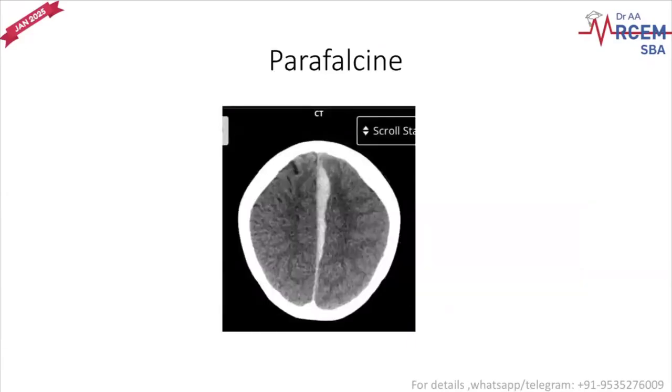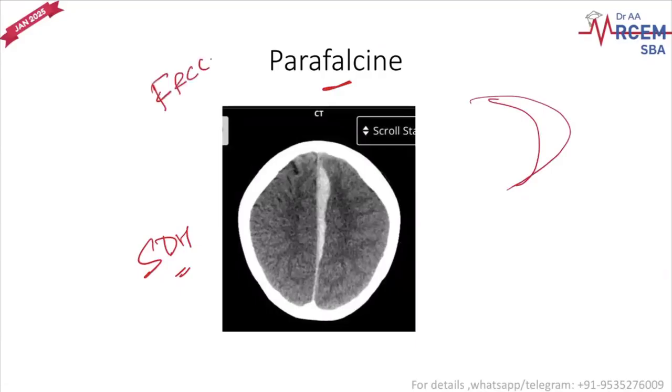This is a very tricky CT scan. This is nothing but a subdural hematoma, a parafalcine subdural hematoma. It doesn't appear crescent-shaped when it is in the midline. This appeared in the FRCEM exam when I had given it a long time back. That's why I put up this image. It can appear in your exams also, so be aware of it.